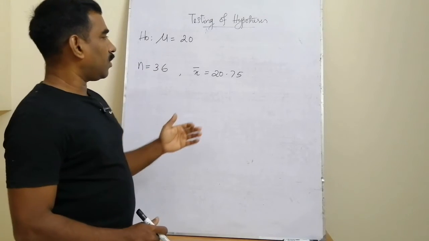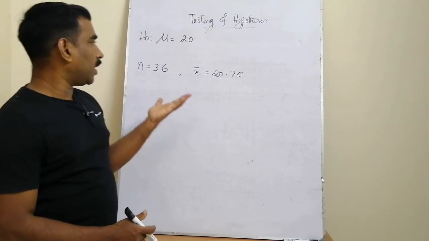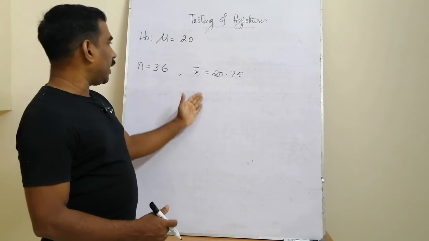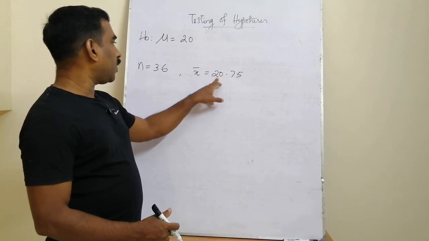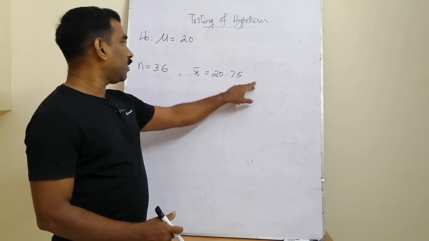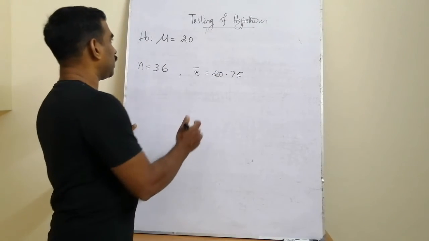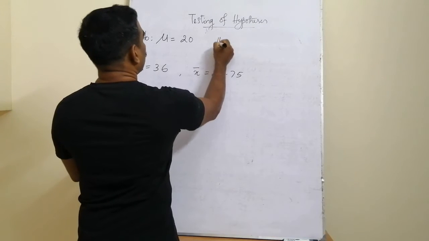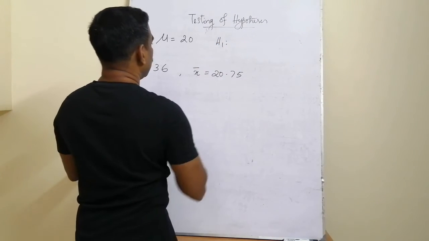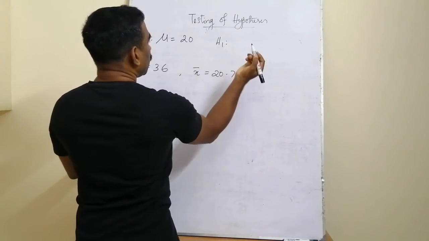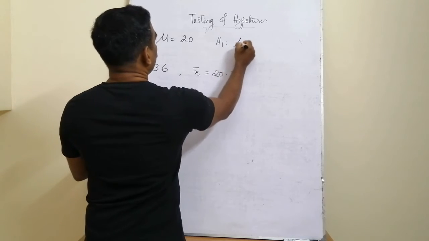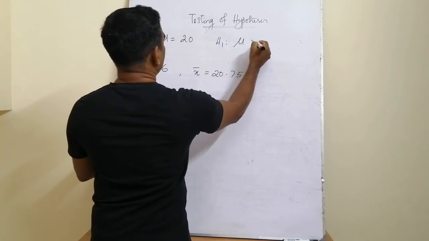So for rejecting or accepting that claim, we have a criterion. Here the criterion is if the average of the sample values is exceeding this 20.75, we can reject the null hypothesis, and that statement is called alternative hypothesis, that is denoted by the letter H1, and H1 is mu greater than 20.